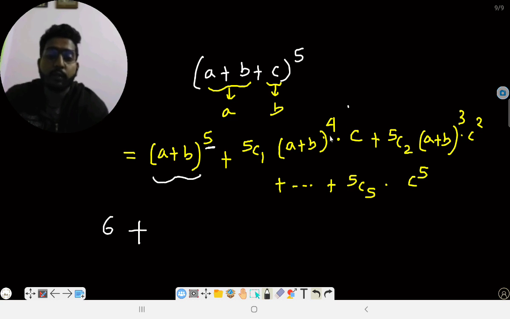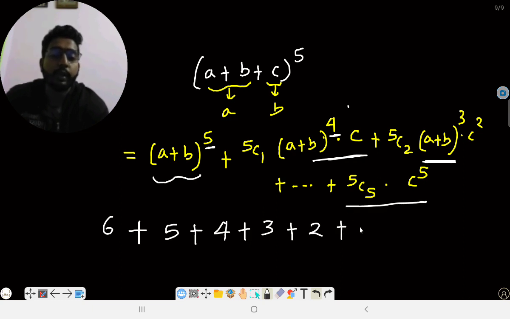Now next one, look at here, 4. So how many terms will we get? 4 plus 1, that means 5, because if you multiply this, there will be 5 terms only, same things will be there. Now next, again the same thing, the power here is 3, that means we'll get 4 terms, then we'll get 3, then 2, and from the last one we're getting only 1 term.